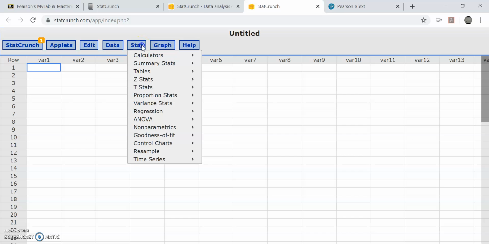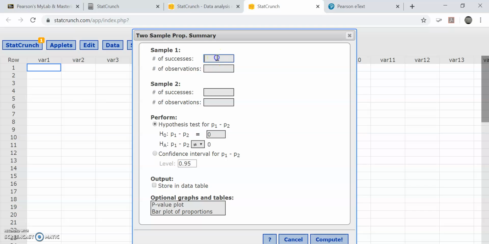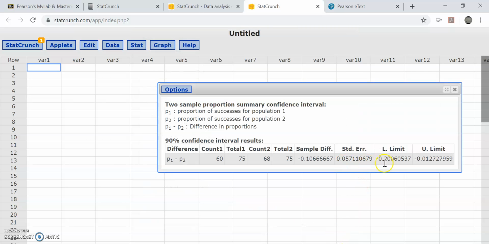Now, I can come back here, Proportion Stats, Two Sample with summary. I can do the same thing and get a confidence interval, 75, 68, 75. Come down here to confidence interval. Now, I don't want a 95, I want 5% each, so I actually want a 90% confidence interval, because to compare to the one-sided test, I have to do that. And then compute. And so right there, negative 0.2 to negative 0.01 is my confidence interval.